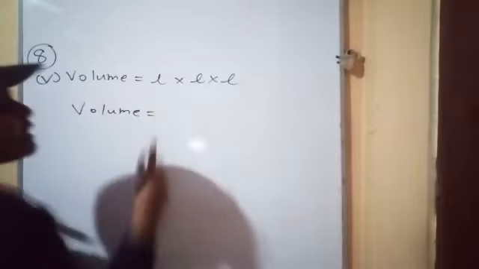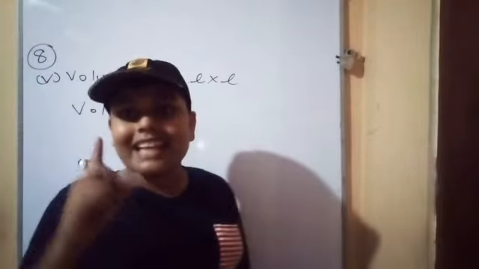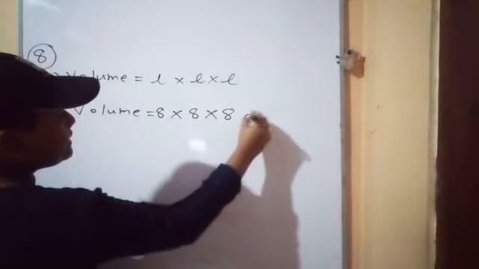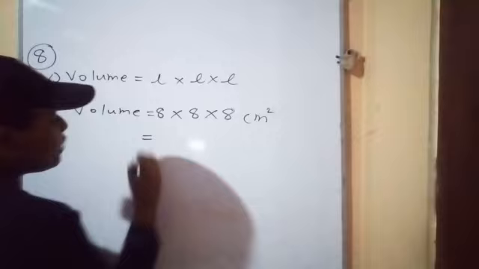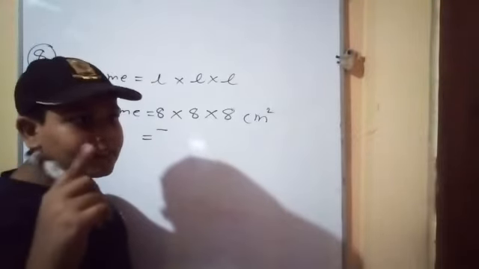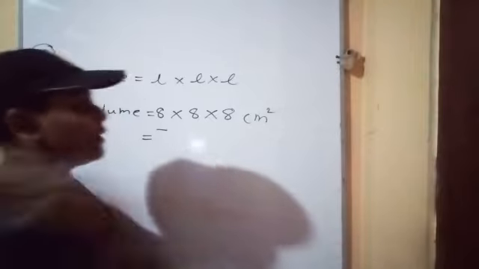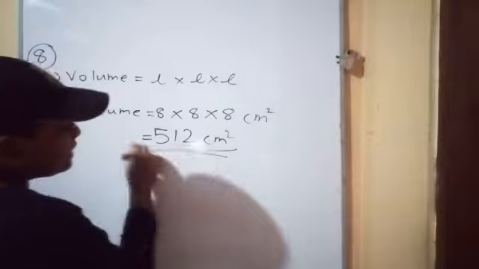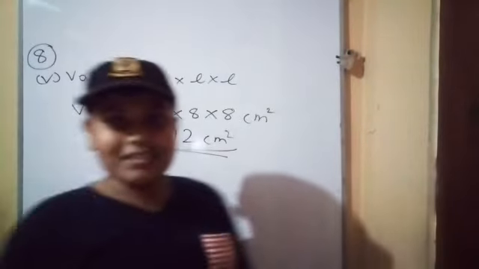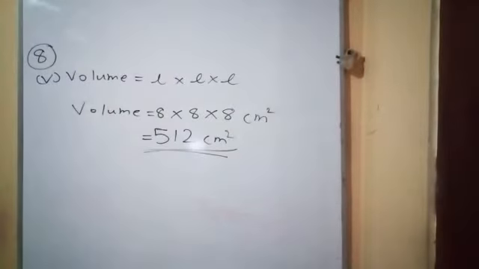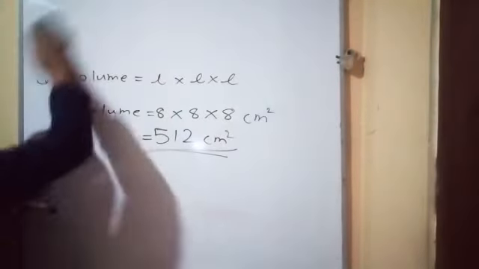Volume means: the length is 8, so 8 multiplied by 8 square centimeters. Now what is the answer? 64 multiplied by 8 gets 512. Now I showed that. Like that the 8th question also finished. So let's move to the 9th question.